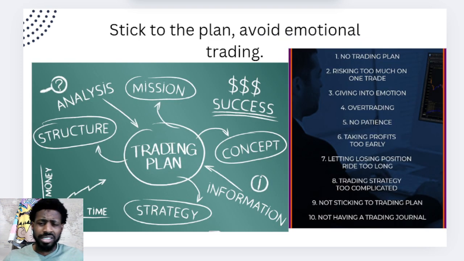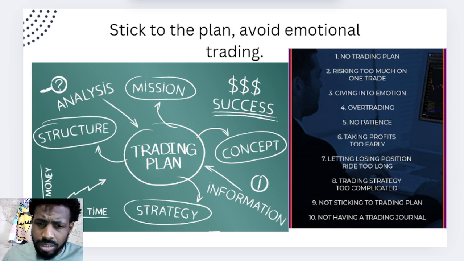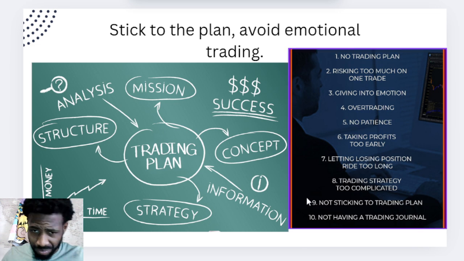What you want to do is stick to your plan. Avoid emotional trading. Very important. So let's say number one, no trading plan. Okay, and this is why people fail. It's because of no trading plan, risking too much on one trade, which I talked about earlier, knowing your risk, not having a trading plan. Number three is giving into your emotion. And what I mean by that, let's say you're trading, you lose a trade, so you want to hop in right away rather than look for another good entry to enter.